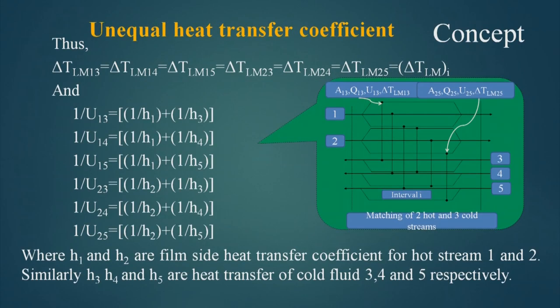Let us extend the algorithm of the unequal heat transfer coefficient for area targeting. In the ith interval, we have seen that the delta T LM, that is the log mean temperature difference, of all streams in the ith interval are equal. Hence, we can say that delta T LM 13, delta T LM 14, delta T LM 15, delta T LM 23, delta T LM 24, and delta T LM 25, which are the individual streams' delta T LMs, are equal to delta T LM I.